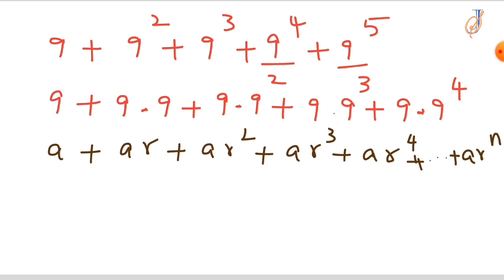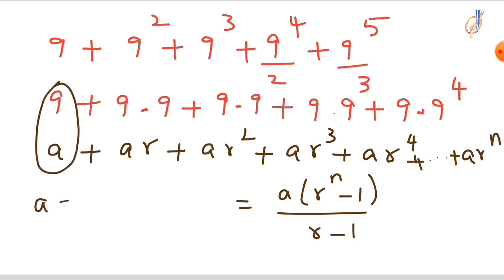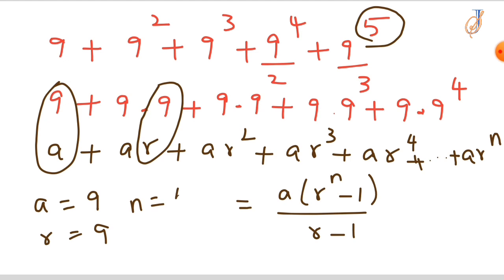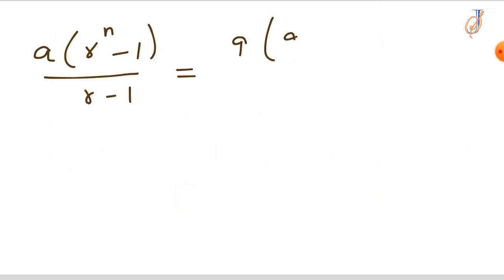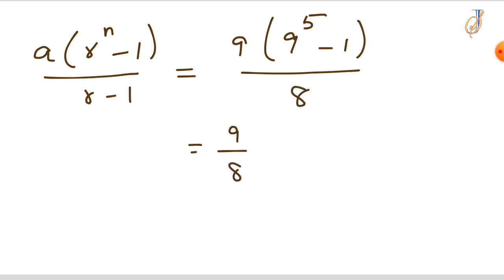So it is in the form of a geometric expression. For these n terms, the formula is a times r power n minus 1 over r minus 1. Here a value is 9, isn't it? So a value is 9, then r value also 9, then n value is, our end of the number is 5, so n value is 5. Substitute in this formula. So our a value is 9, 9 power 5 minus 1 over 9 minus 1, which is 8. So that is equal to 9 over 8 times 9 power 5 minus 1.